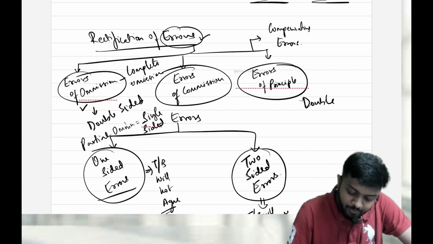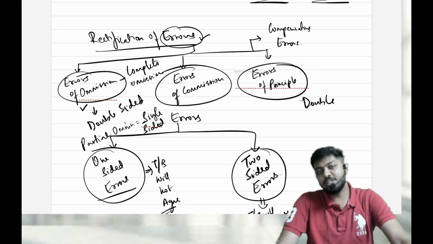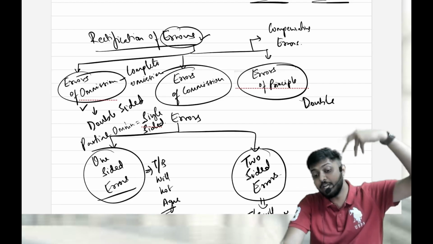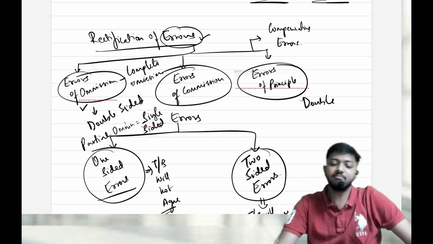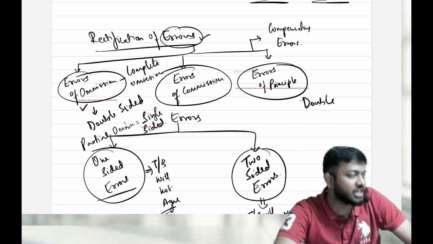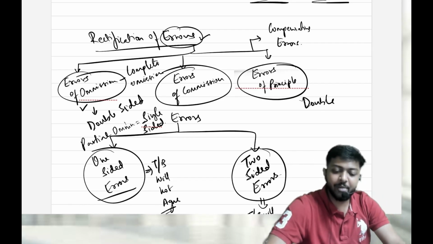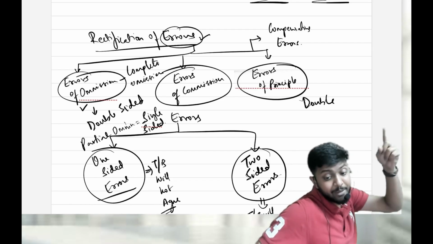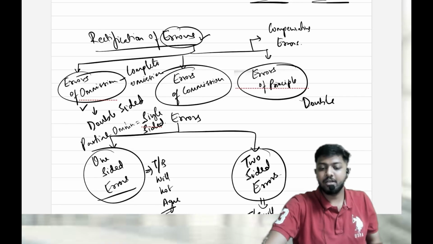So, all these kinds of mistakes or errors are called errors of omission. Then you have errors of principle. Errors of principle means you have applied the accounting principles themselves wrongly. For example, if I purchase furniture, entry should be furniture account debit to cash. Furniture is an asset. It's a capital expenditure. Correct? No?